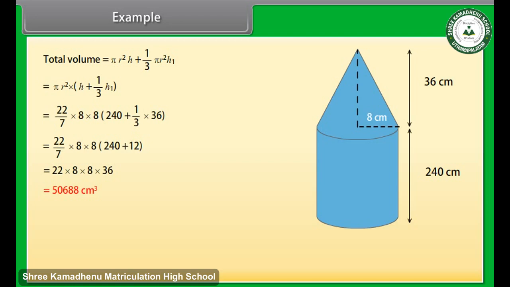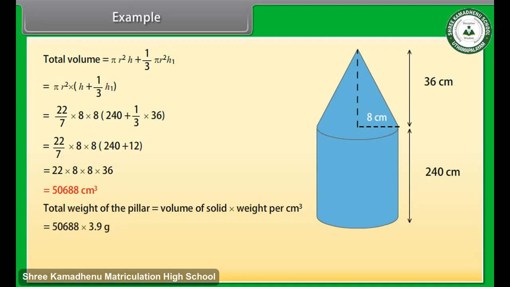50688 centimeter cube. Now total weight of the pillar is equal to volume of solid into weight per cubic centimeter. This is equal to 197683.2 grams or 197.6832 kilograms. Conversion of solid from one shape to another.